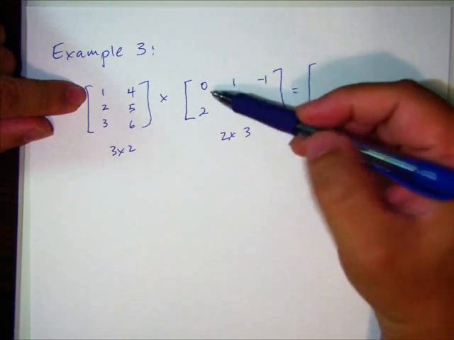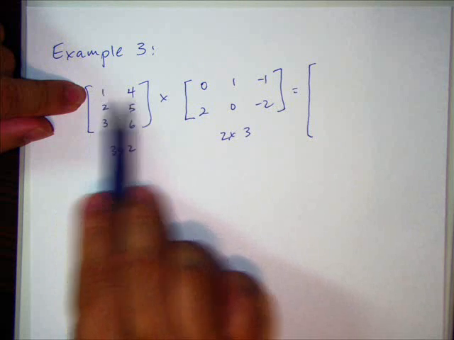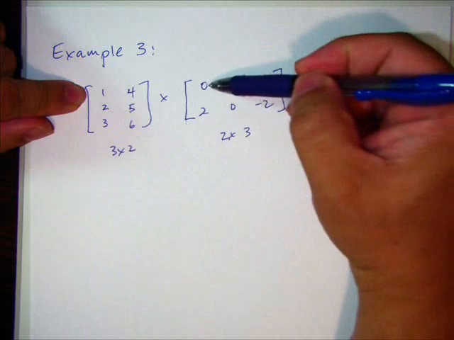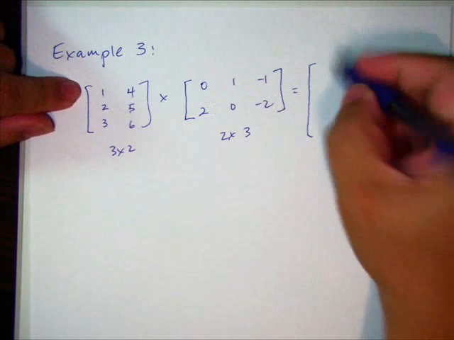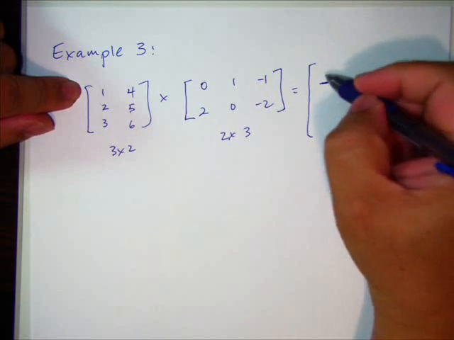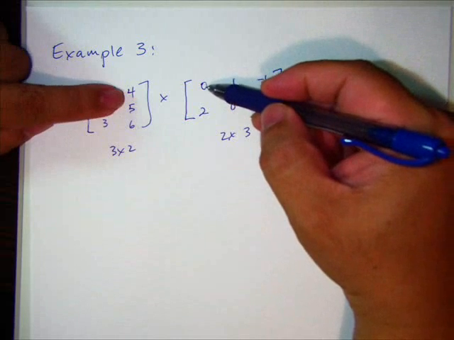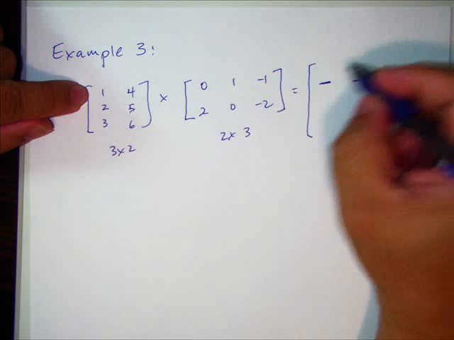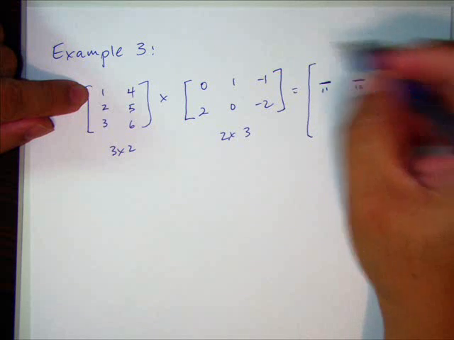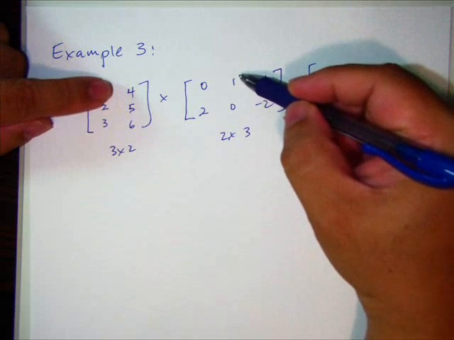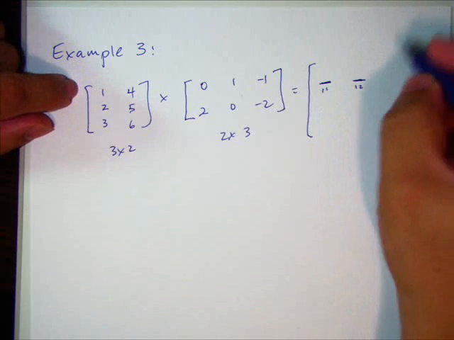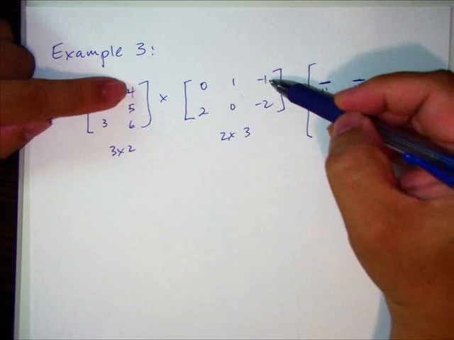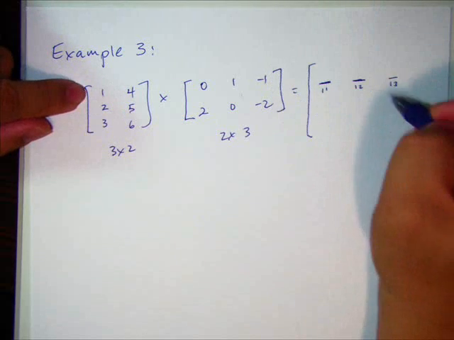Okay, this is where it gets confusing. Now, we're going to go horizontally on the first matrix and vertically on the second matrix. So element 1, 1 is going to be first row times first column. Element 1, 2, right? This is 1, 1. This is 1, 2. Is going to be first row times the second column. Element 1, 3 is going to be first row times third column.